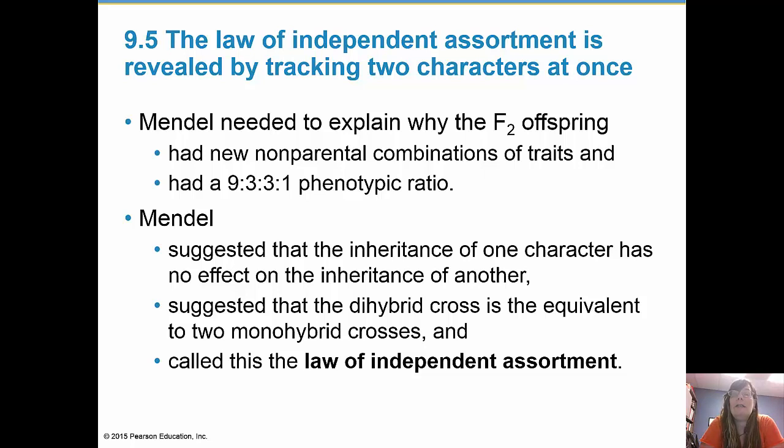So a dihybrid cross is actually equivalent to 2 monohybrid crosses. So this was named the law of independent assortment. So each trait assorts independent of the other traits. So that's how you can get non-parental combinations.